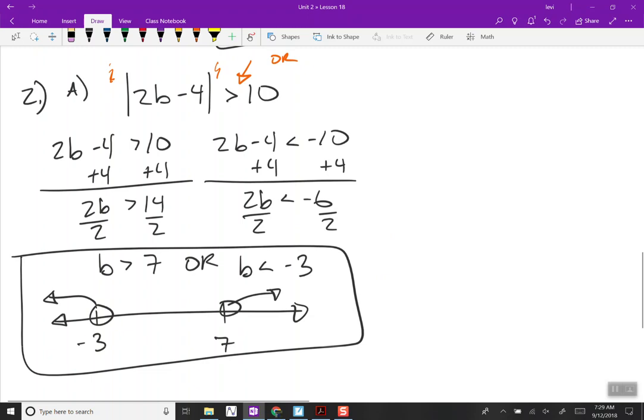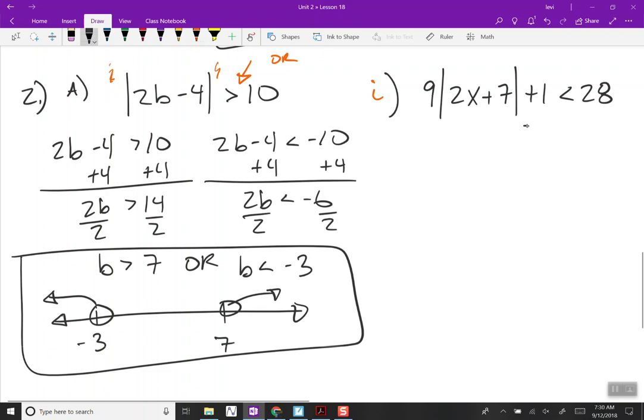Right here, I. 2i says 9 times the absolute value of 2x plus 7 plus 1 is less than 28. And see the difference between the inequalities? This one's open to the right, and our one on 2a was open to the left. So watch what happens. So we want to get rid of the 9 and the 1.